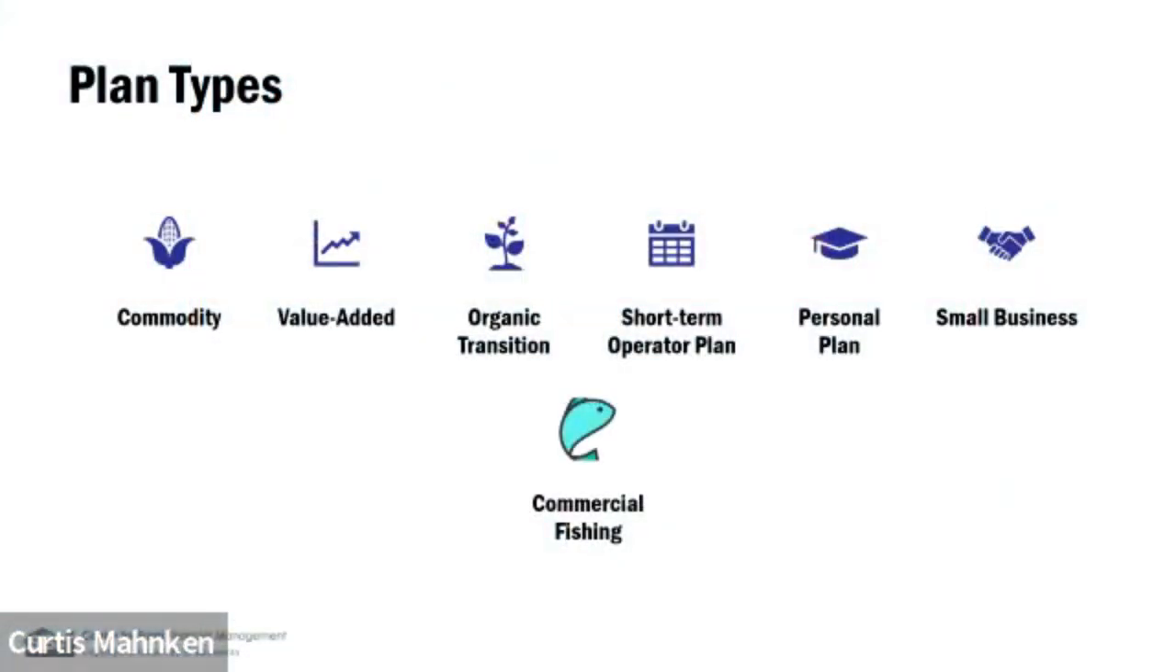So before I go and do an actual live demo of AgPlan, just because I want to show you how easy it is to get into AgPlan and play around with it and actually create your own business plans, let's talk about the types of plans that are available in AgPlan. So these are all the types of plans that we actually have: commodity, value added, organic transition, short-term operator plan, personal plan, small business. And then if you are a commercial fisher, we do have a separate website which does the same things. It's actually at fishbizplan.org. But we're going to talk about AgPlan in this one.